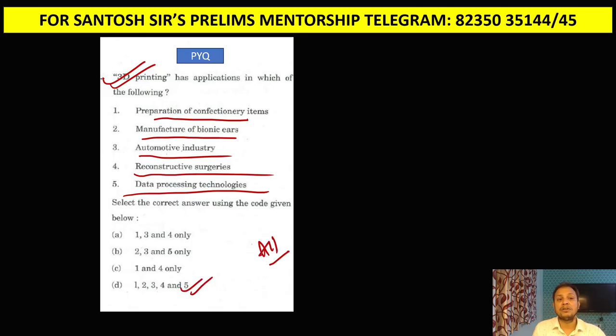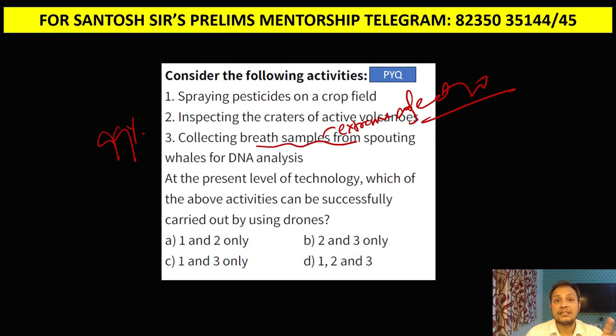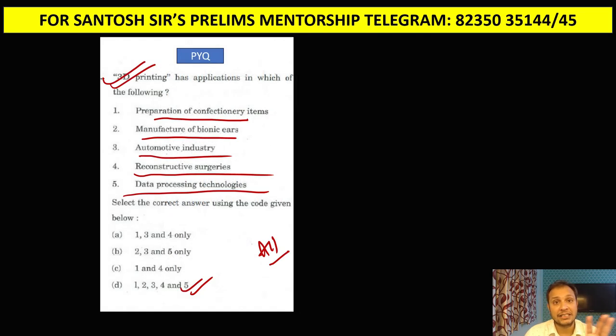Why? Because it is about possible applications. So whenever they give you a technology, and whenever they ask you how many of them are possible, if none of the statements has an extreme word, generally the answer will be all of the above. Generally, I'm talking about 99% of the cases. Maybe in 1% of the cases where they are using some adjectives and extreme sentences, it may not work.